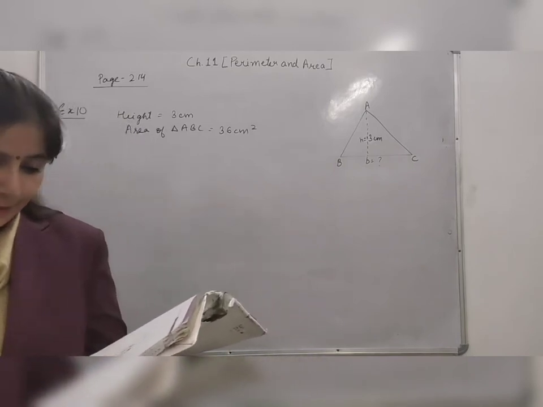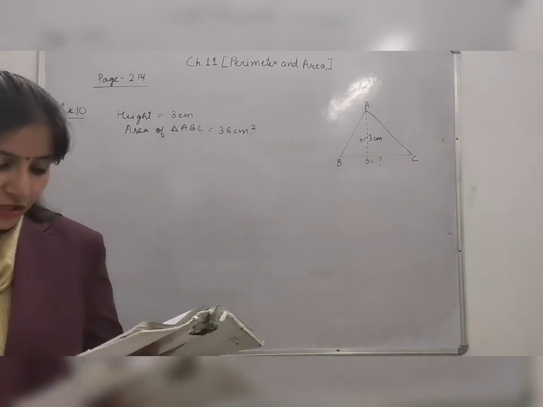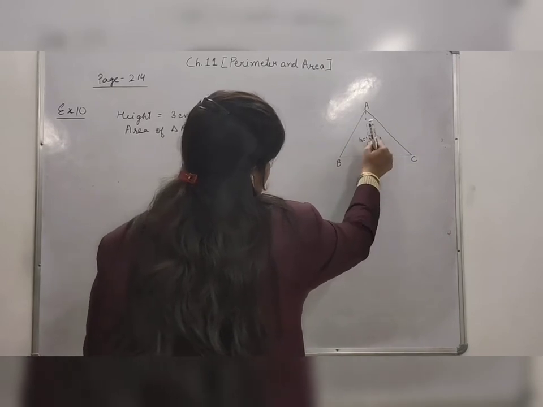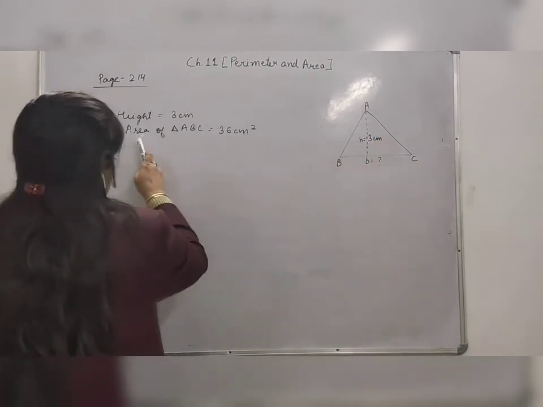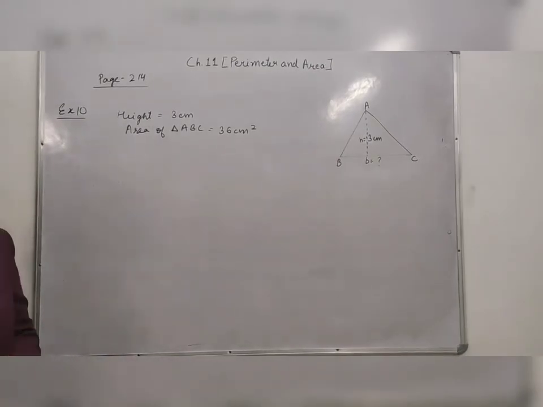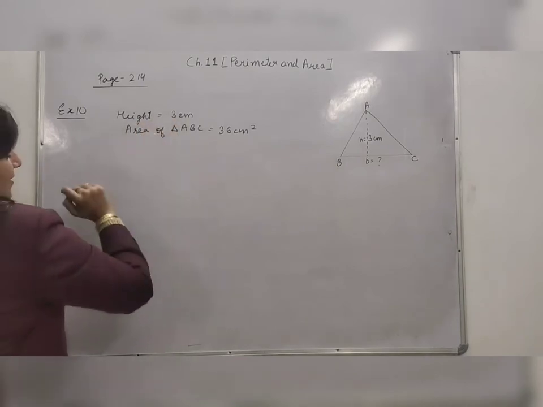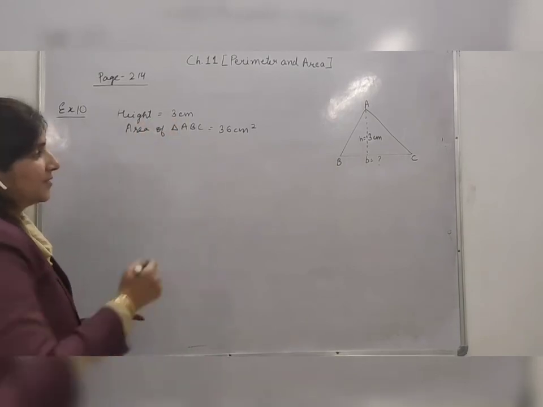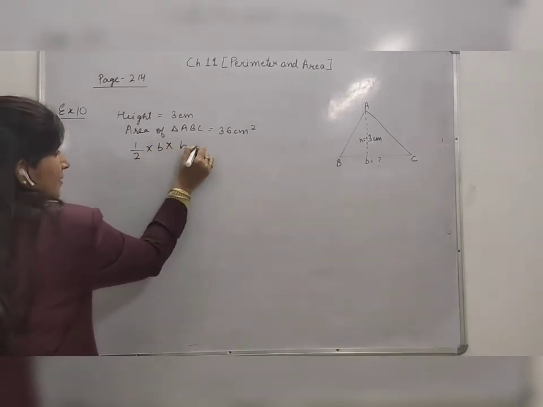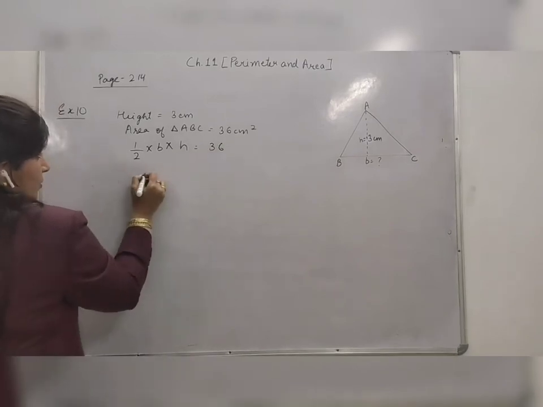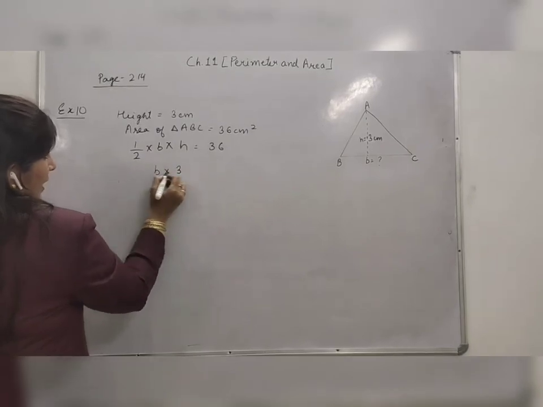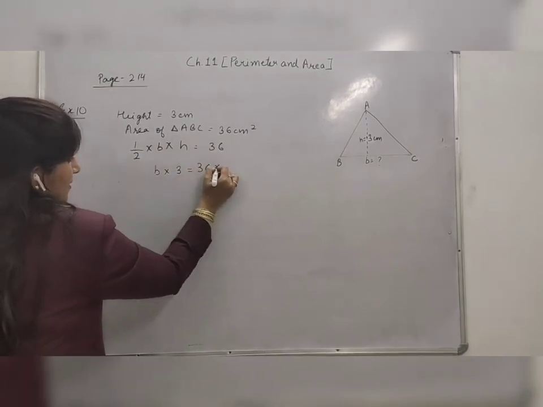Now example number 10, in which there is a triangle ABC in which height is given, that is 3 centimeter, and base we don't know, and area is also given to us, that is 36 centimeter square, and we have to find out the base. So how? The formula for area is half into base into height, that is 36. Now in place of height I am putting the value 3, and I am taking this 2 on the other side, 36 into 2.